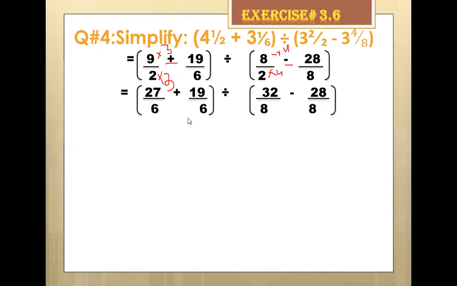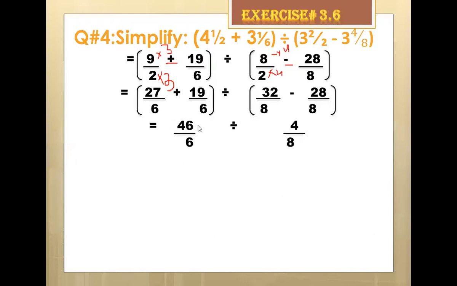So 27 plus 19, what will it become? 27 plus 19 will become 46. Your denominator will remain the same. Then 32 minus 28 will be 4 and your denominator will remain the same, that is 8. Okay, is that clear? Now you have solved these brackets completely, so no need to place a bracket here.